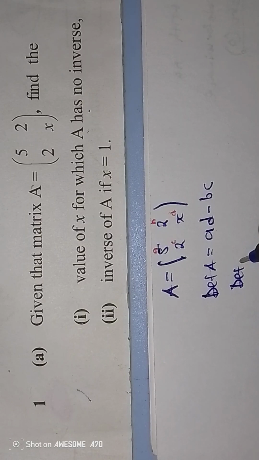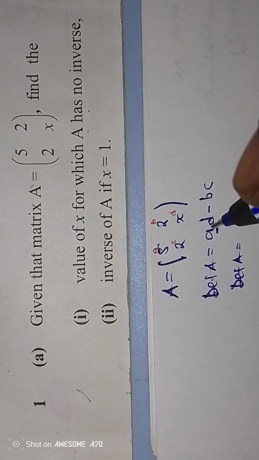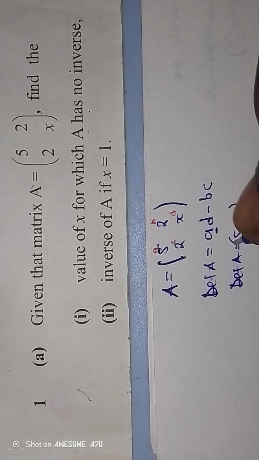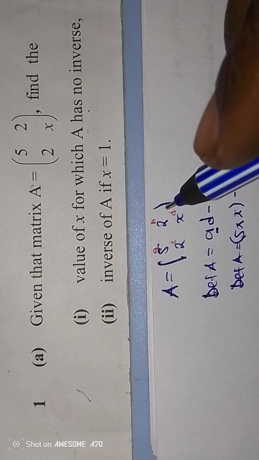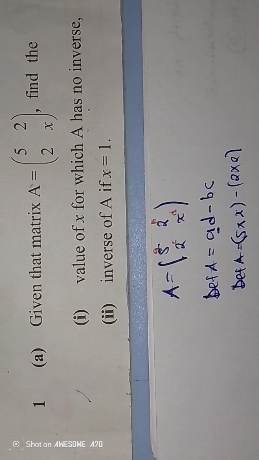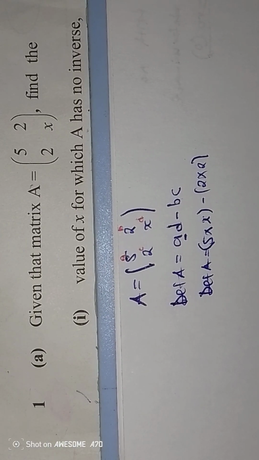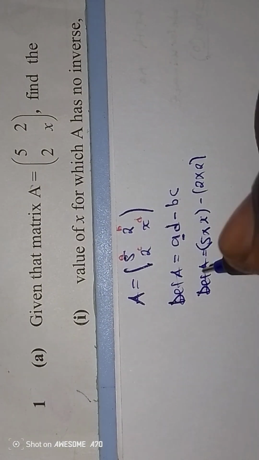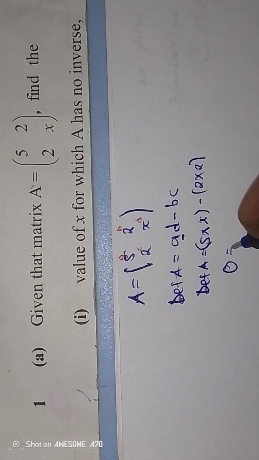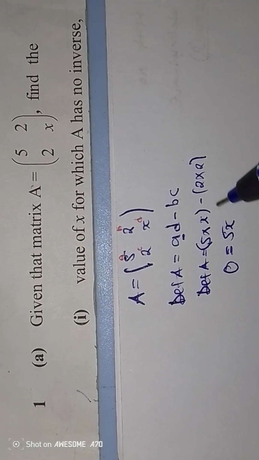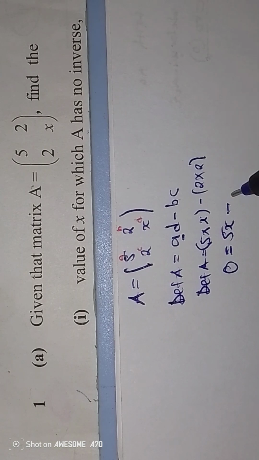You simply say determinant is equal to, what is our A there? We have 5 multiplied by our D, which is x, minus, what is our B? Our B is 2 and our C is also 2. Remember I said if the matrix has no inverse, its determinant is 0. So we're going to say 0 is equal to 5 times x, we have 5x, minus 2 times 2, we have 4.